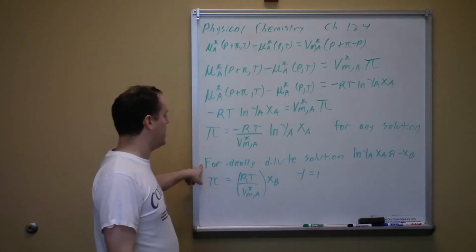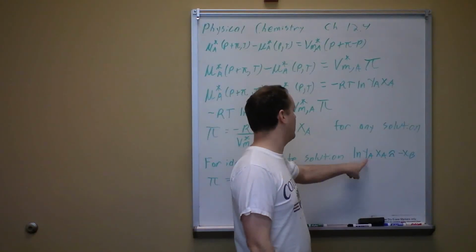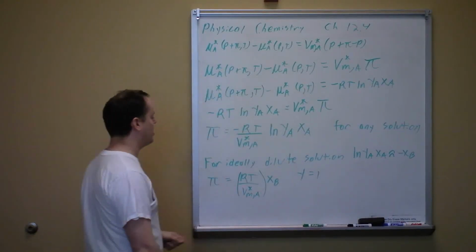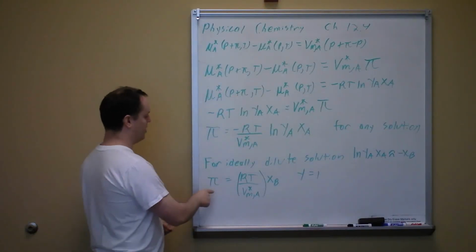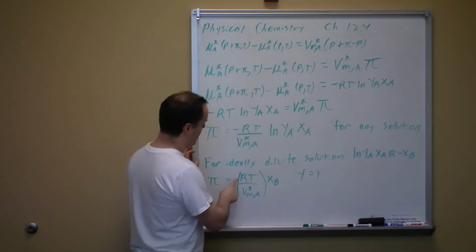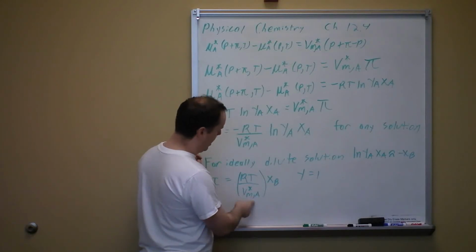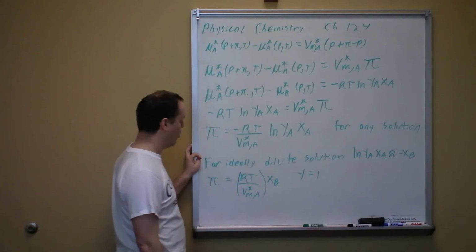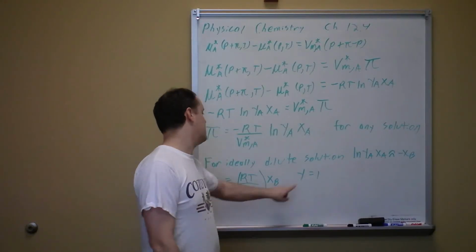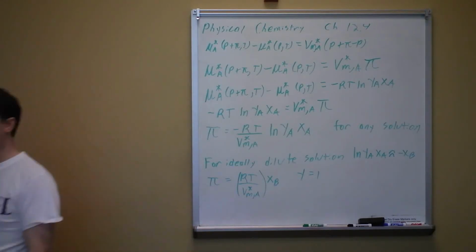But if we think of an ideally dilute solution, we know from a few slides ago that the natural log of gamma A chi A is roughly equal to minus the mole fraction of B. So we can just substitute that in and say that the osmotic pressure for an ideally dilute solution only is equal to RT divided by the molar volume of A in the pure state times the mole fraction of B. Notice how the double negatives cancel out. So this is basically assuming that gamma is equal to 1. So ideally dilute solution only.